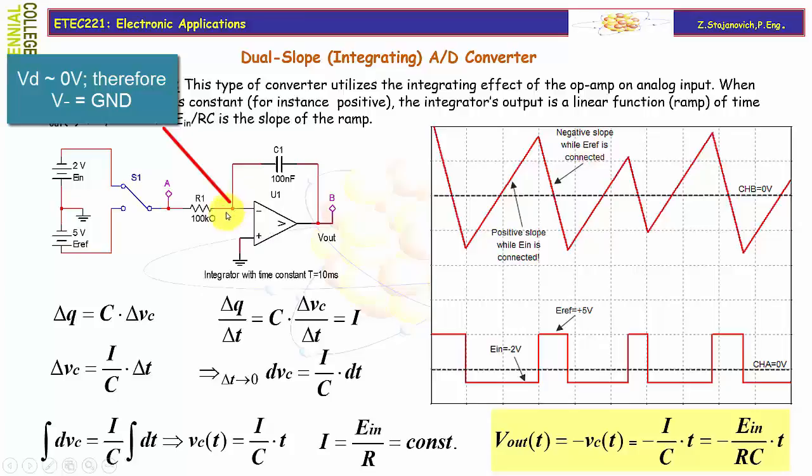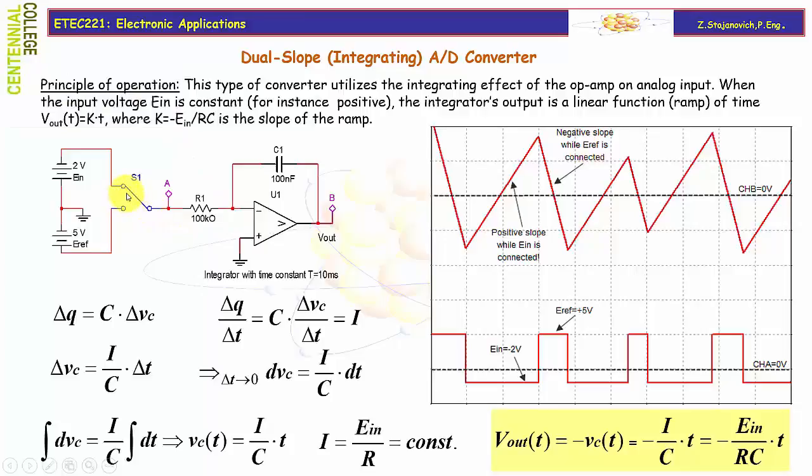If so, then the voltage EIN that is connected at point A appears across the resistor R1. So EIN becomes the voltage drop across resistor R1, and using Ohm's law we can define the current through it. The current will be, of course, EIN divided by R1, and it's constant as long as EIN is constant.